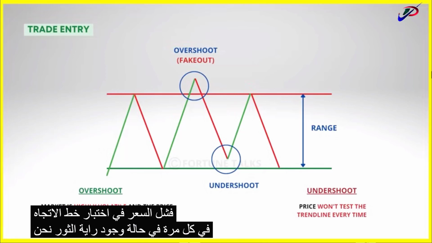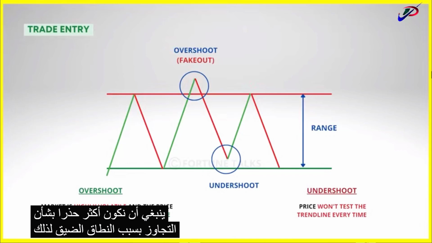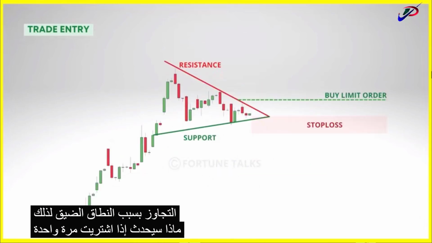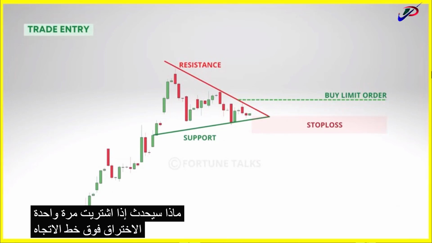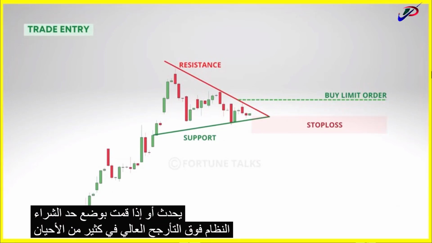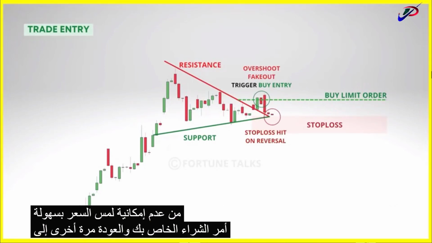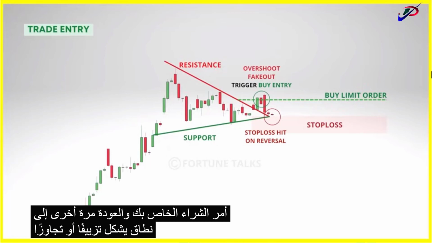In case of a bull pennant, we should be more cautious about overshooting due to the tight range. So what would happen if you buy as soon as the breakout above the trend line happens, or if you place a buy limit order above the swing high? More often than not, the price could easily touch your buy order and reverse back into the range, forming a fake out or overshoot.